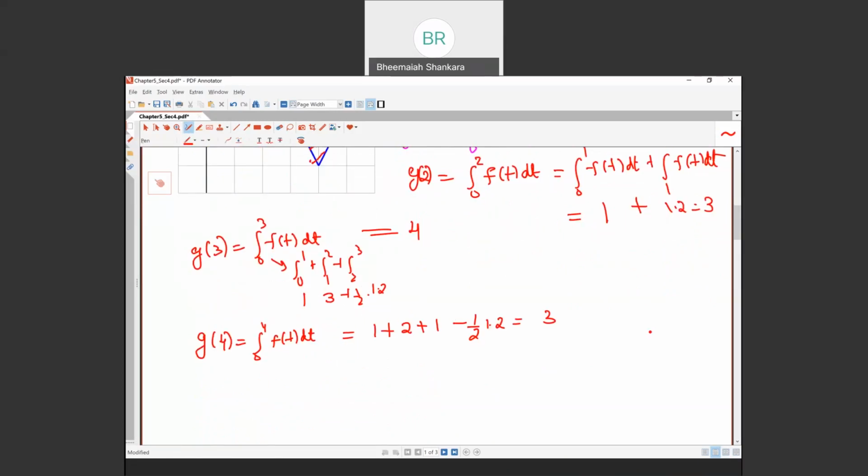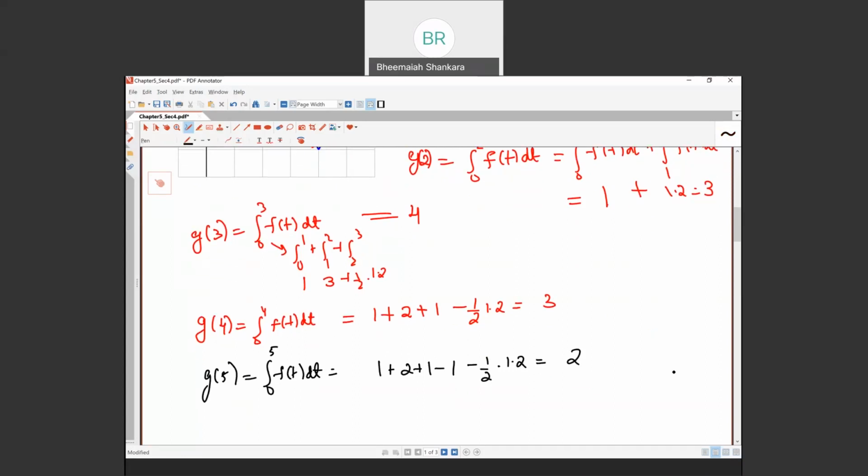Now you want to calculate g at 5, which means it is the integral from 0 to 5 of f(t) dt. So you have 1 plus 2 plus 1 negative 1 from the top until 4, and then you want to add the area from 4 to 5, which is still area below the curve, so it's negative 1 half times 1 times 2. Simplify, you have 2. So g of 5 turns out to be 2.